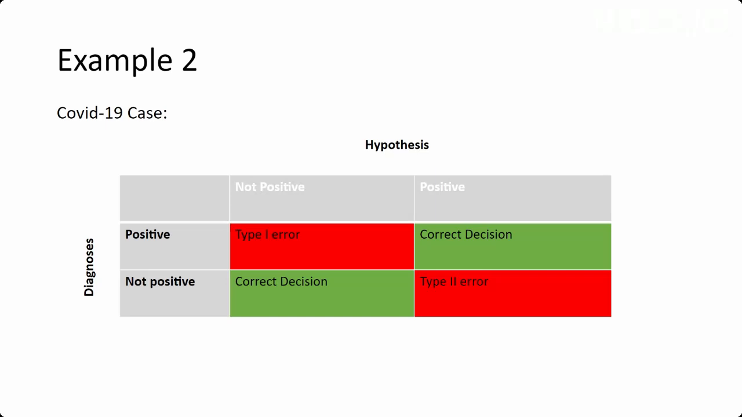Now the common question is which one is fatal? Type 1 error or type 2 error? Some say type 1 error is fatal. Some say type 2 error is also fatal. But what I can say myself is it depends on the situation. Like in this case, in a medical case, type 2 error seems to be more fatal because that person won't be treated.